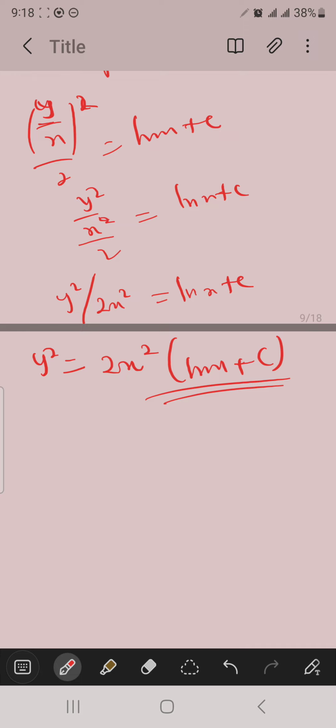Here you go. Now, let me just show you a question. Let's say you have this question, example 3. The question is: solve x squared plus y squared dx equals xy dx.